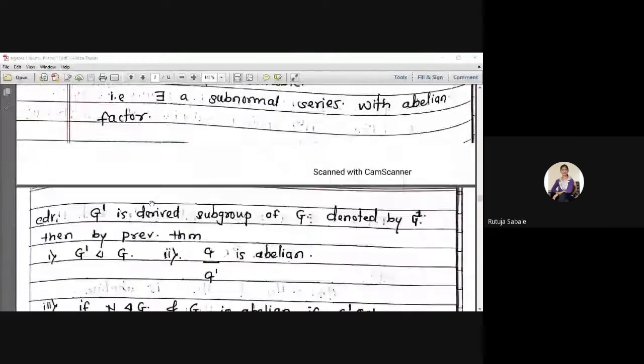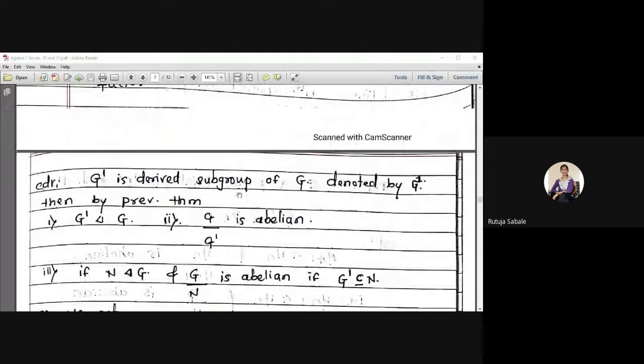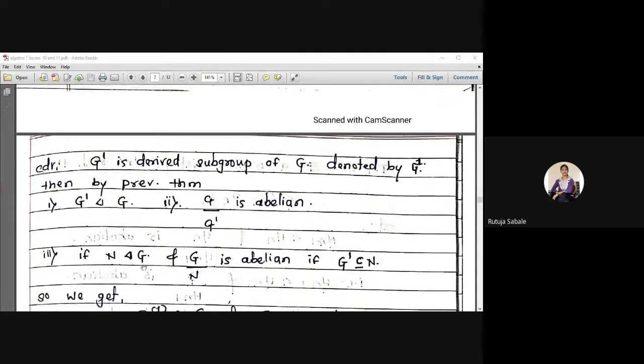Okay. Consider G dash, the derived subgroup of G, denoted by G1. So G dash is denoted by G1. Then we know, by the previous theorem we saw in the morning's lecture, that G dash is normal in G, and G by G dash is an abelian group. And if N is normal in G and G by N is abelian, then G dash is contained in N. We discussed this in the morning lecture. Now using these three statements, we are going to prove this.